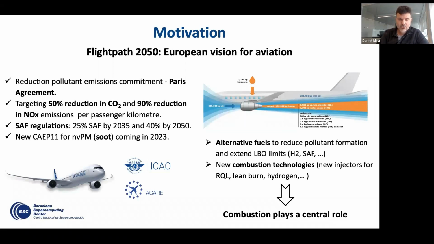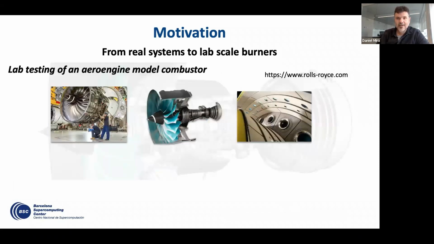It is important to say that combustion is at the central part of these two strategies. And this is why it is important to keep working on combustion and to keep trying to understand the complex phenomena that are still to be resolved. What we are interested in is to increase the efficiency of the aero engines. The problem is that these systems are very complex, very large, and operate at very demanding conditions, and it is difficult to gain an understanding of fundamental problems directly from these systems.